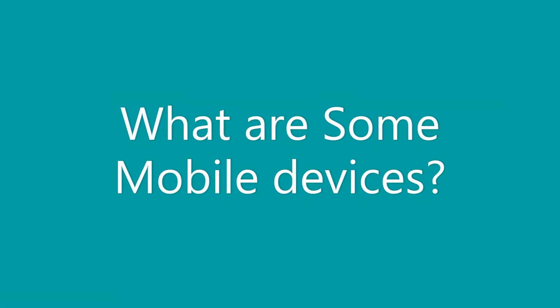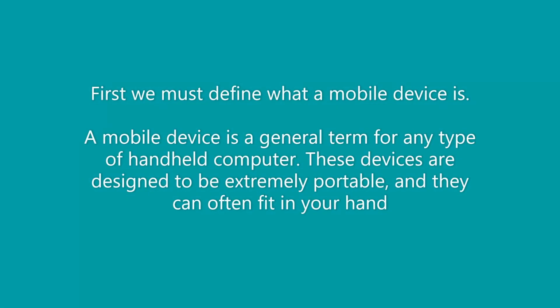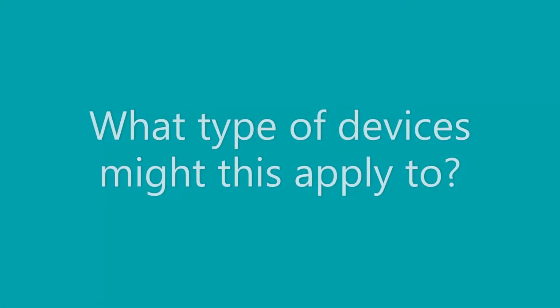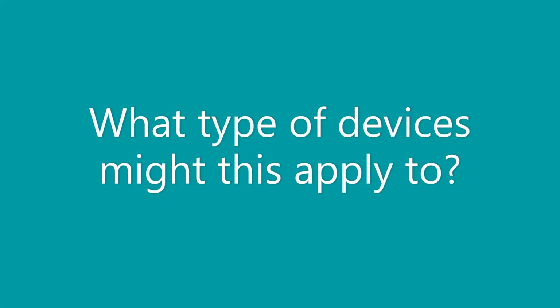So what are some mobile devices? First, we must define what a mobile device is. A mobile device is a general term for any type of handheld computer. These devices are designed to be extremely portable, and they could often fit in your hand. What type of devices might this apply to?